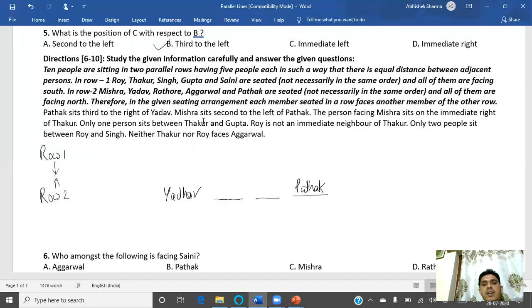Okay, that means Patak is here. So Mishra must be here because Mishra sits second to the left of Patak. The person facing Mishra sits on the immediate right of Thakur. So friends, we can make it as the person facing Mishra sits on the immediate right of Thakur. And whoever will be the person will be facing towards south. That means Thakur must be here, right?